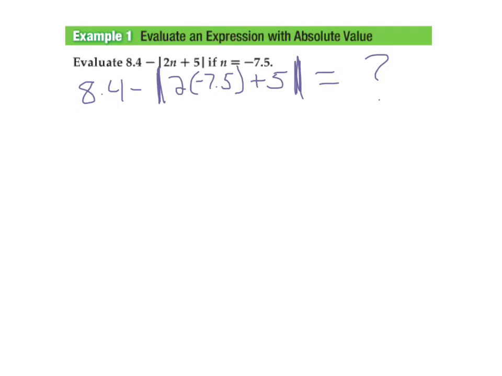So how do you treat absolute value bars? We're going to use please excuse my dear Aunt Sally, PEMDAS, to figure out how to do the math here, because that's essentially all we're doing.